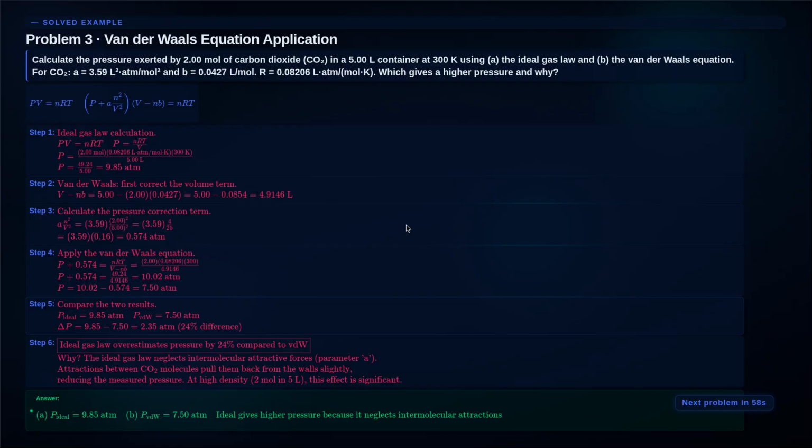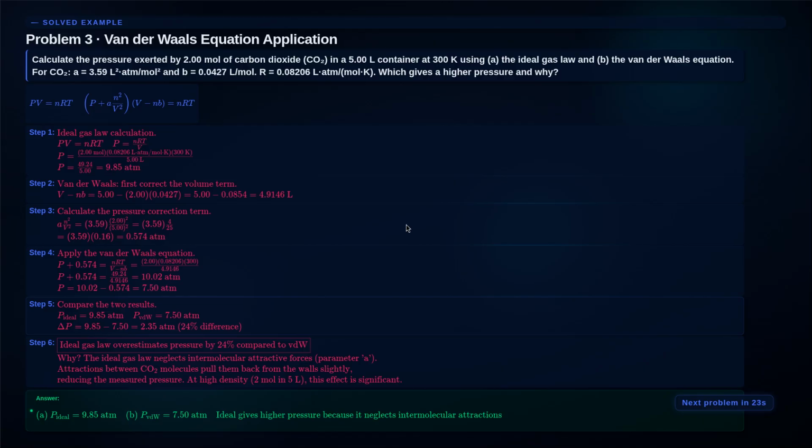Step 3. Calculate the pressure correction term. a n squared over V squared equals 0.574 atmospheres. Step 4. Apply the Van der Waals equation. P plus 0.574 equals nRT over V minus nb, which is 10.02 atmospheres. So P equals 10.02 minus 0.574, giving 7.50 atmospheres.